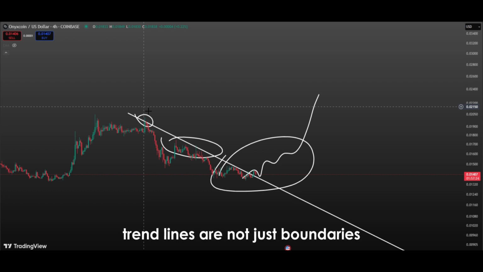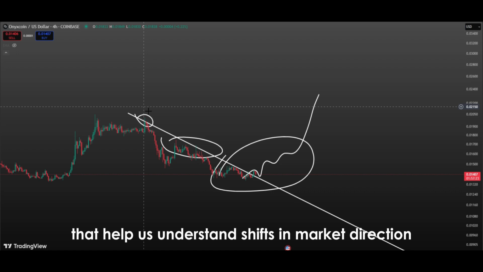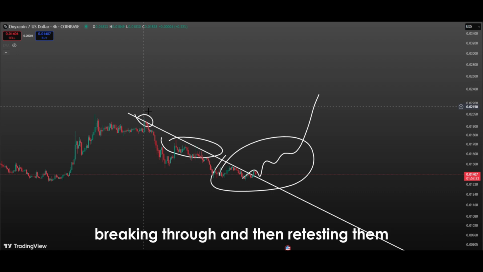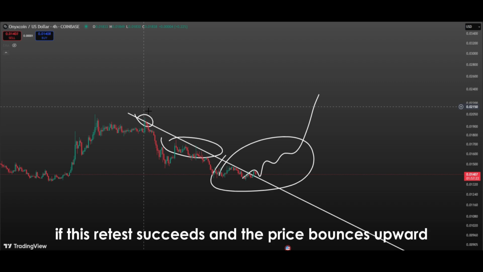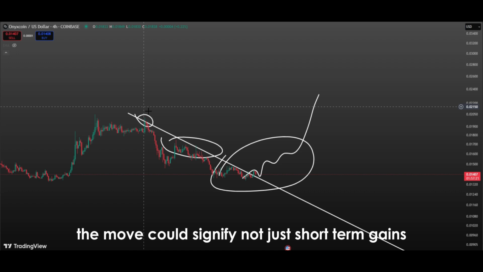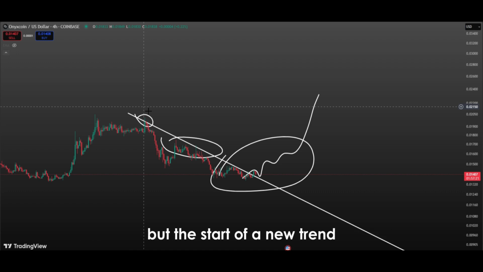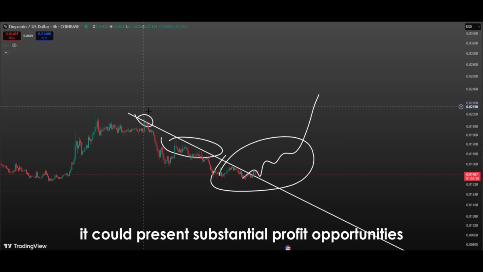Trend lines are not just boundaries, they are psychological barriers that help us understand shifts in market direction. Breaking through and then retesting them is vital for determining a new trajectory. If this retest succeeds and the price bounces upward, the move could signify not just short-term gains, but the start of a new trend. If the price continues upward toward previously established highs, it could present substantial profit opportunities for investors.